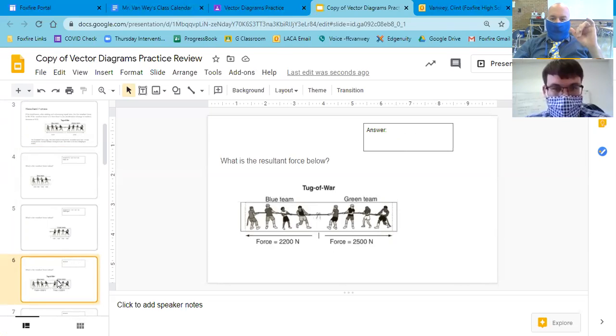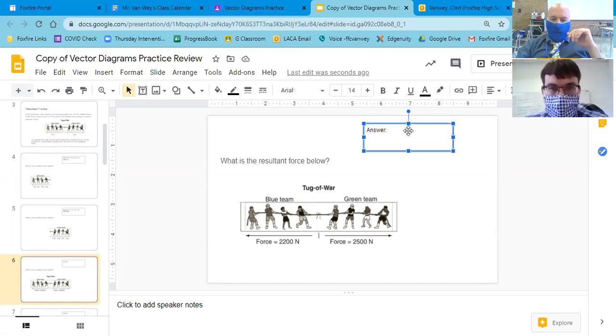Okay, now here we've got another question. It's a little more complicated, but at the same time, it's a little simpler. There are fewer terms to add here. What is the resultant force? So the first thing we should notice here is that these forces are opposite. And because they're opposite, what are they going to do? I'm looking for some feedback here, guys. Because the forces are opposite, what should we expect them to do?